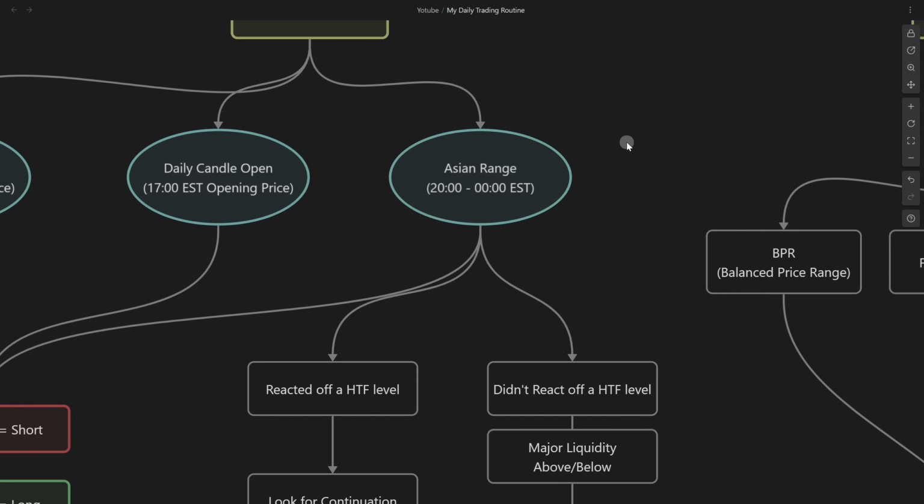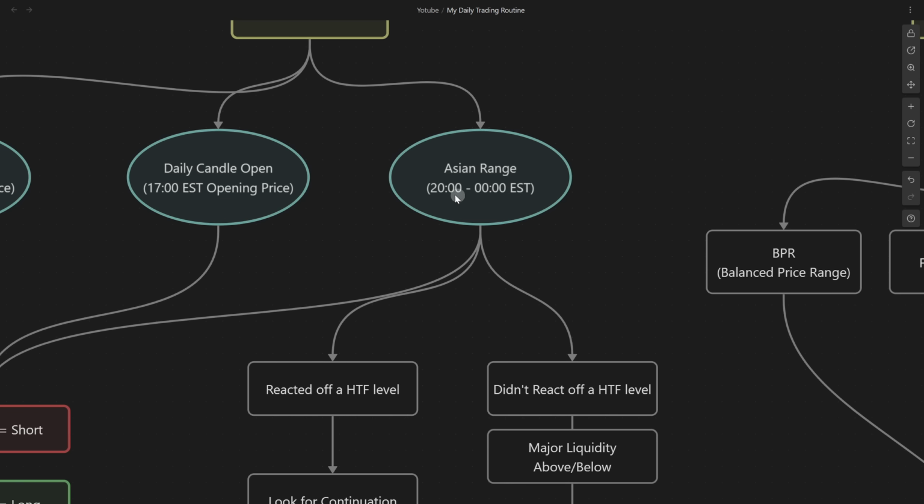Now the most important level, or in this case it's a range and a whole framework, there is a whole strategy just around this, and it's one of the most popular trading plans and strategies that I uploaded on my YouTube, and most people on Discord actually follow this. So we're going to be marking the Asian range. It's the price action, the highest high and the lowest low, in the time between 20 EST and midnight EST.